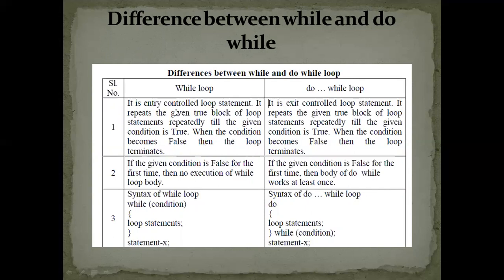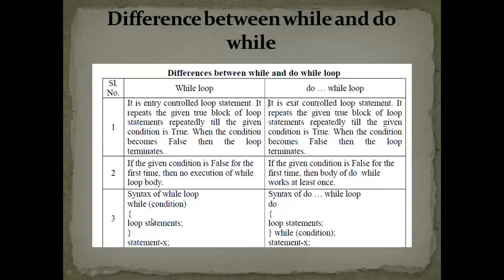So this is entry control, but do while is an exit control loop statement. It repeats the given true block of loop statements repeatedly till the given condition is true. When the condition becomes false, the loop terminates, isn't it? The second difference is, if the given condition is false for the first time, then there is no execution of the while loop body. We have seen this in the example. If the given condition is false for the first time, the body of the do while works at least once. Remember this. Here there is no execution, but here it executes at least once. This is the second difference.